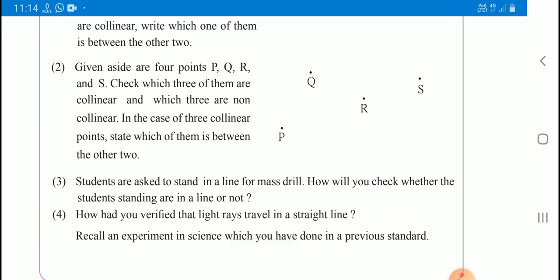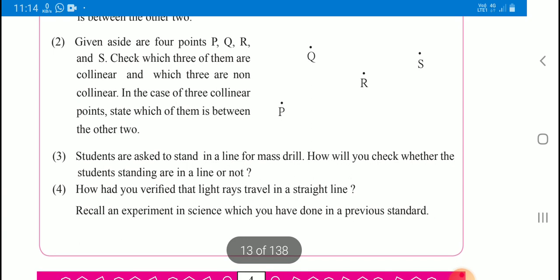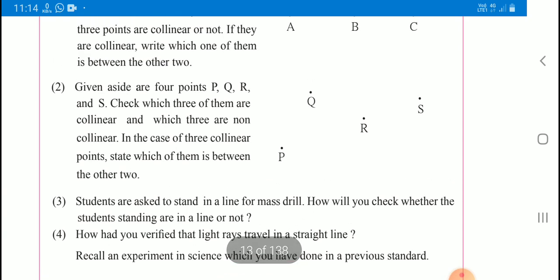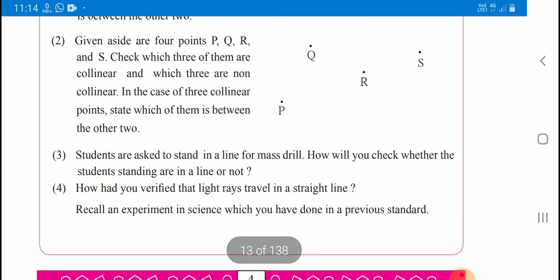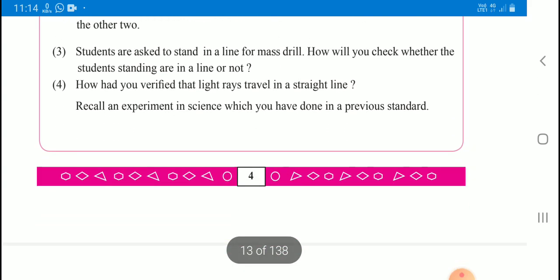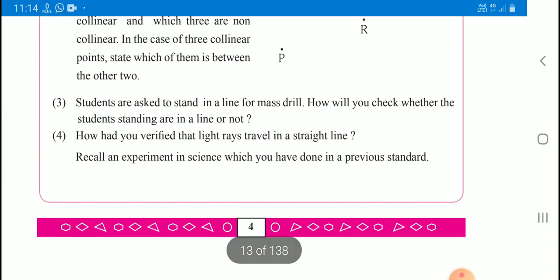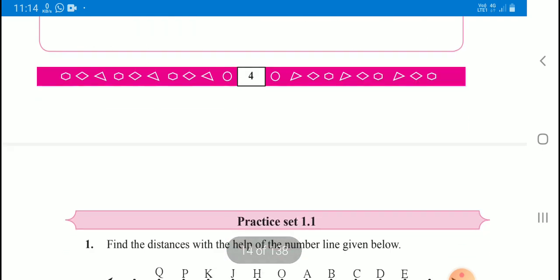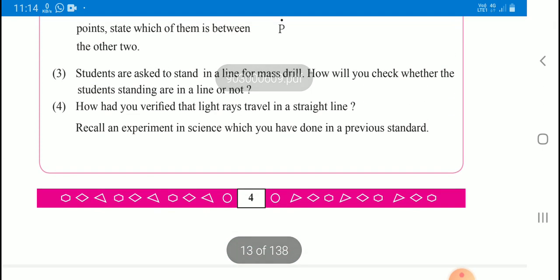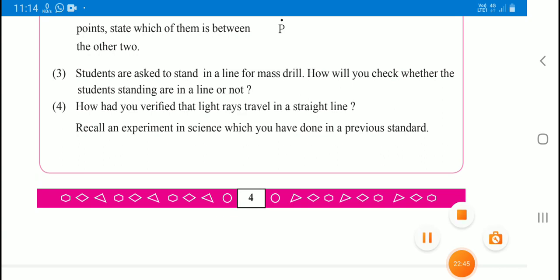Then next is, how did you verify that light rays travel in a straight line? You have this experiment in your subject science. So recall an experiment in science which you have done in a previous standard. Now, using this information, you have to solve practice set 1.1. Write the practice set in your notebook.